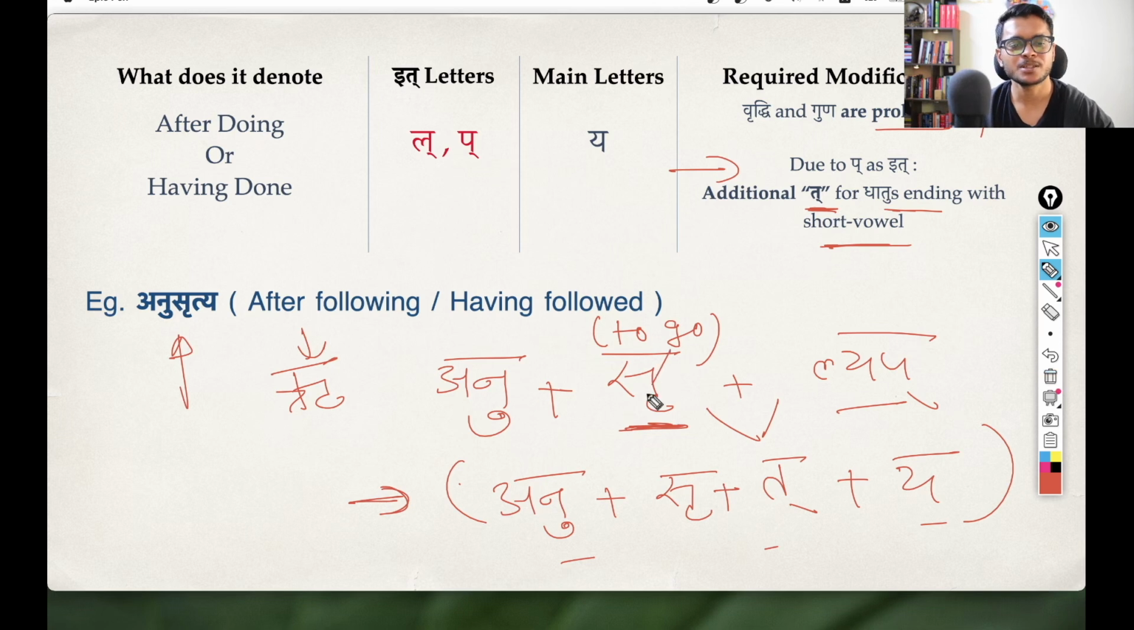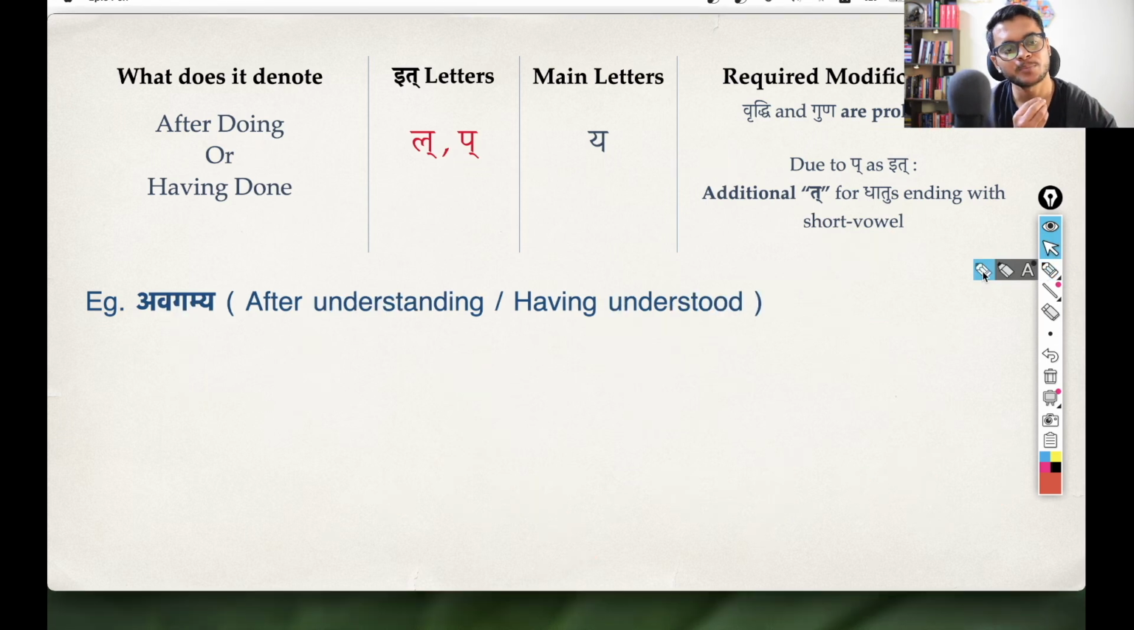The same thing happens if you take the same dhatu, gam dhatu. Gam dhatu also means to go. So we get this word anugamya. The only difference is we don't get this additional ta, because the dhatu is not ending with any short vowel. So we simply get anu, gam and ya, anugamya. That also means after following, having followed. Now we take another example, avagamya.